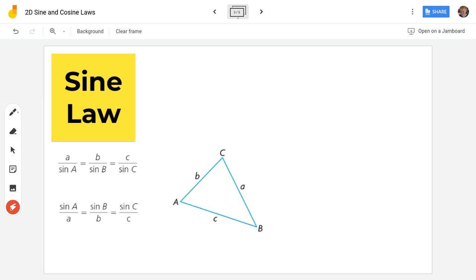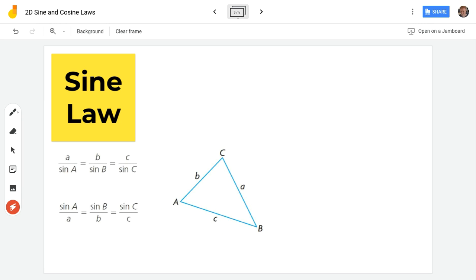What these mean is that the ratio of this side and the sine of this angle is equal to the ratio between this side and this angle. And it's also equal to the ratio of this side and this angle. And a ratio is just saying that they're proportional to each other. So the ratio between a over sine of A is equal to the ratio of b over sine of B, which is equal to c over sine of C, or again, upside down, the other way, the reciprocal.